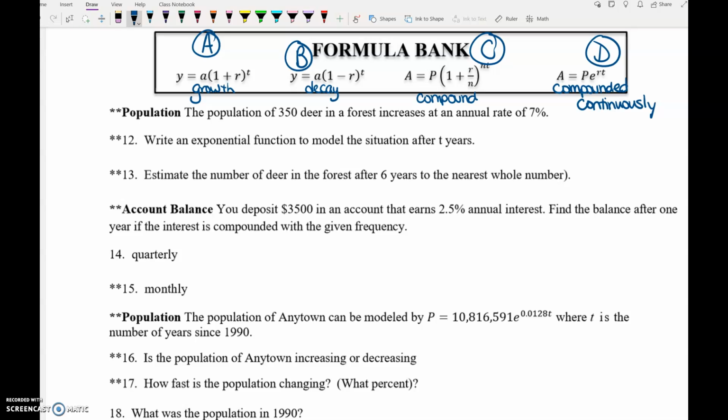So for each of these, we're going to look at them and decide, is this formula A, B, C, or D, and why? And then a quick little how to throw it into the formula. We're not going to fully calculate it and get the answers. I'm just going to get you started on each one.